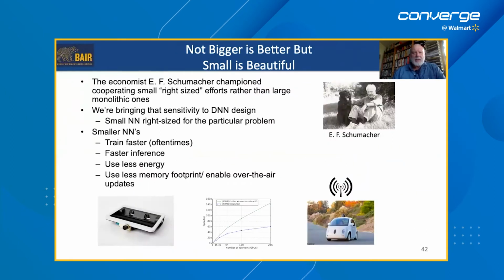And our general philosophy there was not the prevailing notion that bigger is better. Bigger was naturally achieving greater and greater accuracy on the computer vision image classification benchmarks. But we were interested in going to a counter trend, kind of inspired by E.F. Schumacher, that small is beautiful, which is finding just the right sized efforts for the particular applications that we were pursuing. So smaller neural nets have a significant advantage. Oftentimes they train faster, although there are some details to be worked out there. They most often result in faster inference. They use less energy, and in that they use less memory footprint. They also enable over-the-air updates.